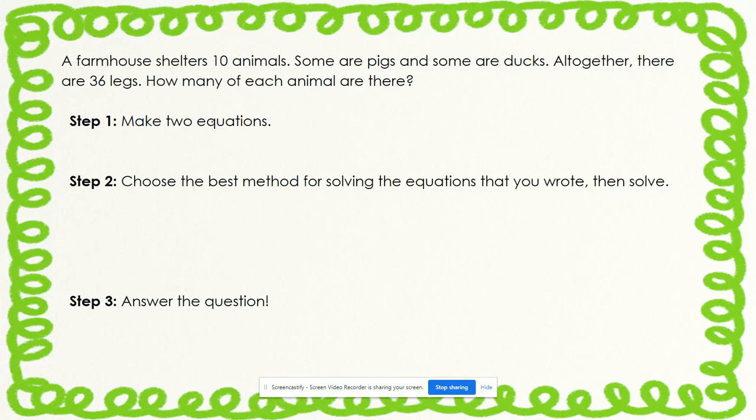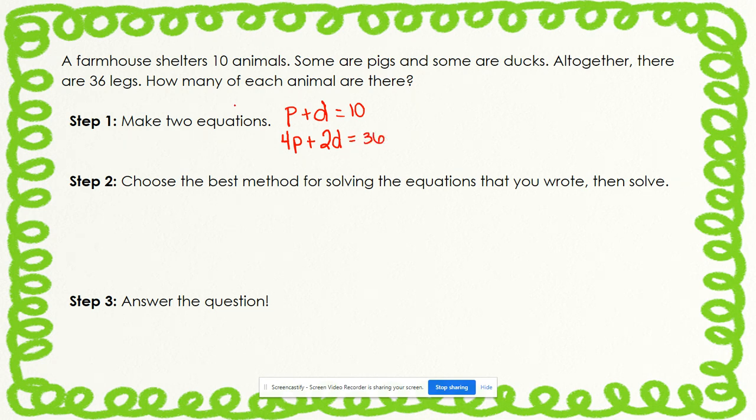All right, for the next one, it says a farmhouse shelters 10 animals. Some are pigs and some are ducks. So again, we can stop right there, and we don't know how many of each, but we know that when we add the number of pigs plus the number of ducks, we get 10. Altogether, there are 36 legs. Well, we're going to think about what we did before. We know a pig has 4 legs, so there's 4 legs times each pig. Plus a duck has 2 legs, so there's 2 legs times each duck. And that gives us a total of 36 legs.